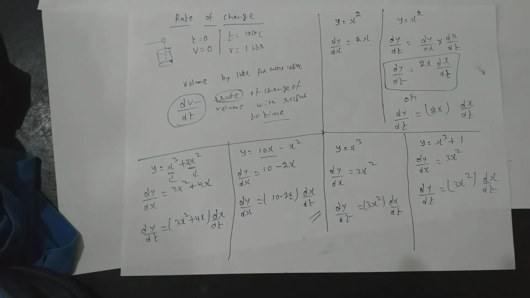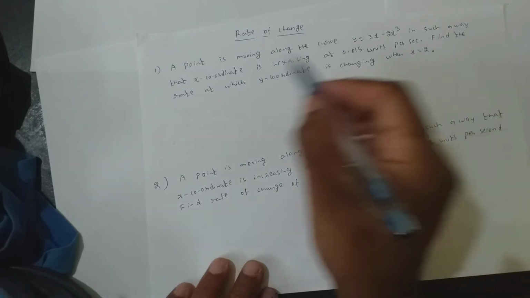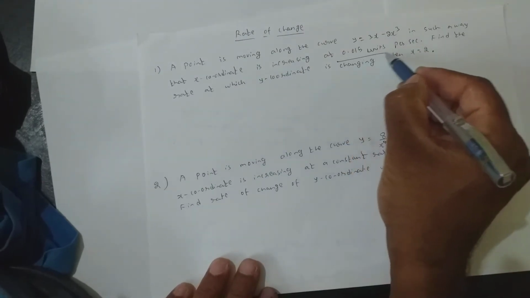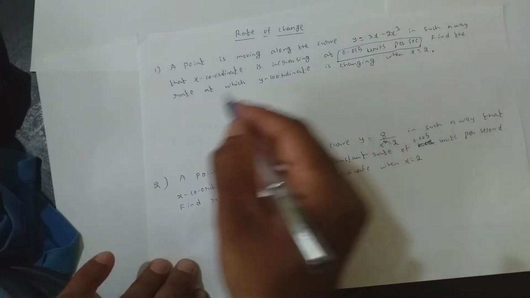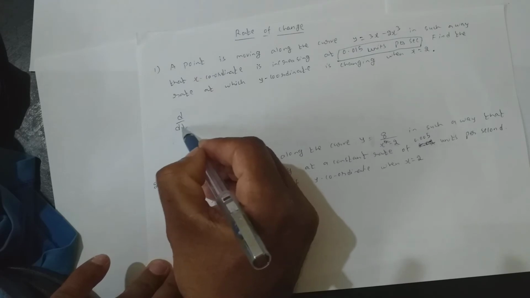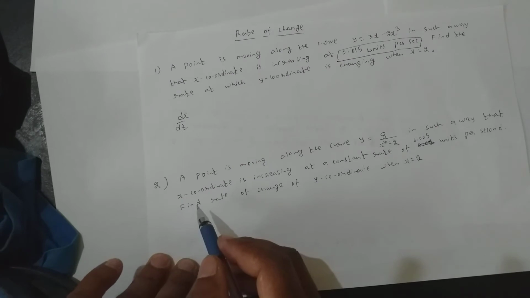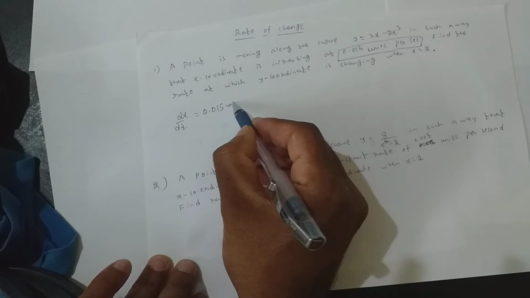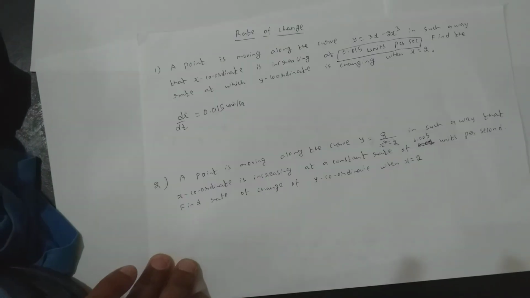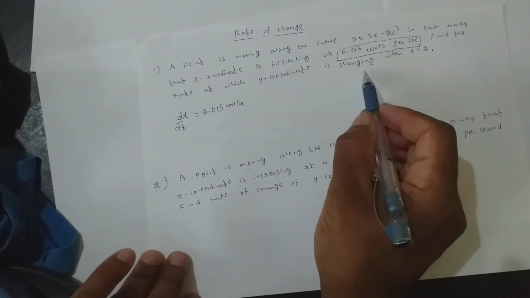Let us do certain sums now on this. Read the first sum. A point is moving along the curve in such a way that the x coordinate is increasing. Look at the units of it. It's units per second. So what per second is d by dt? What is increasing? The x value. So x is over here. So dx by dt is given to be 0.015 units per second. Clear with it? Now find the rate at which the y coordinate is changing.